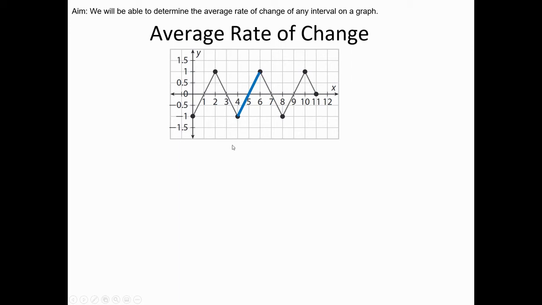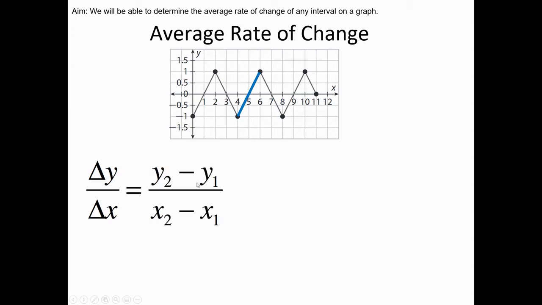All you really need to care about are the endpoints to find any average rate of change. We're going to use a formula that hopefully you are familiar with, which is the change in y over the change in x, or more commonly seen as y2 minus y1 over x2 minus x1. So as I said, we're going to take a look at these endpoints. The right side is 6, 1, and the bottom side is 4, negative 1. I'm going to replace the y values with the two y values here, negative 1 and 1, and the x values with 4 and 6.